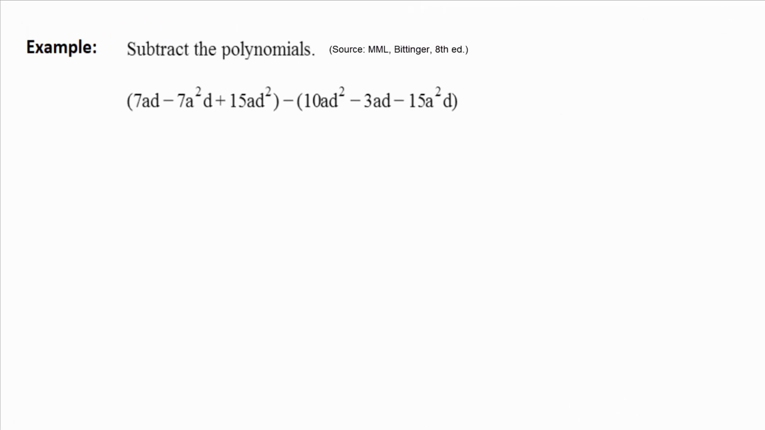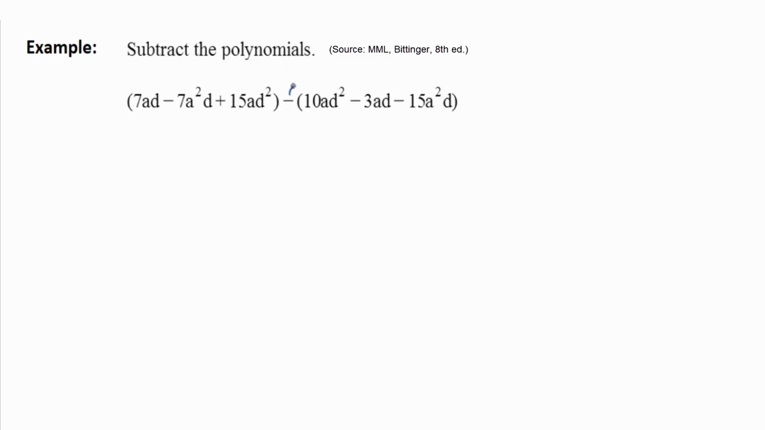Now we're subtracting polynomials. We have 7 times AD, 7AD minus 7A squared D plus 15AD squared minus the entire quantity 10AD squared minus 3AD minus 15A squared D. Now, do the parentheses matter? Yes. The second set matters, right? So what do I have to remember to do here with the minus? If you want to, think of it as plus and negative. It doesn't really matter. If you do it right, you'll get the same answer either way.